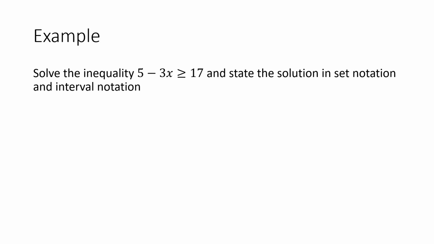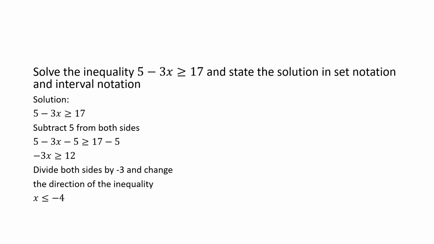And what if we want to solve this inequality? 5 minus 3x is greater than or equal to 17. Well, what we're going to do is subtract 5 from both sides. Now, subtracting does not require us to change the direction of the inequality operator. So when we subtract 5 from both left and right, we get negative 3x is less than or equal to 12. Now, we divide by -3. When you divide by a negative, you have to change the direction of the inequality operator.